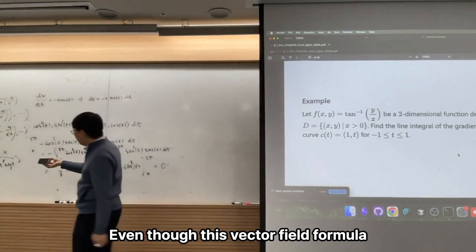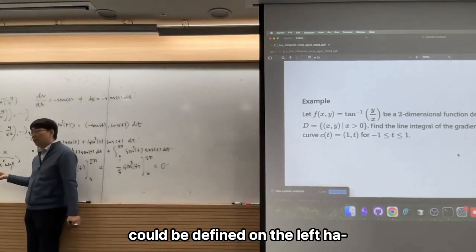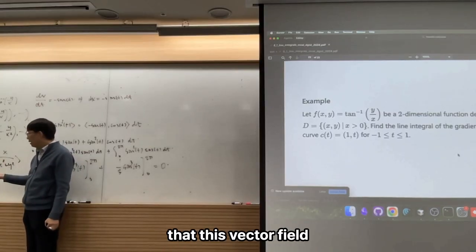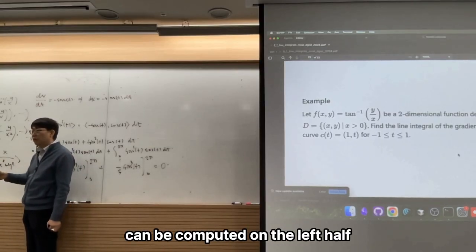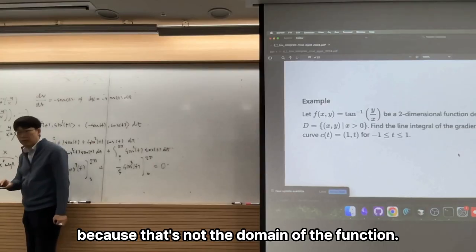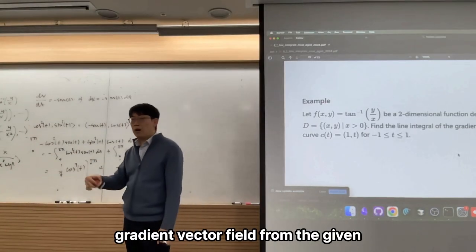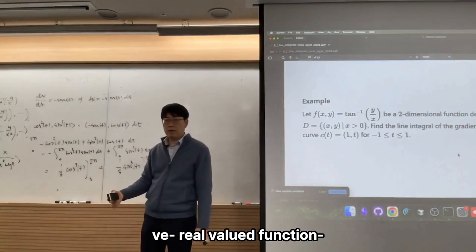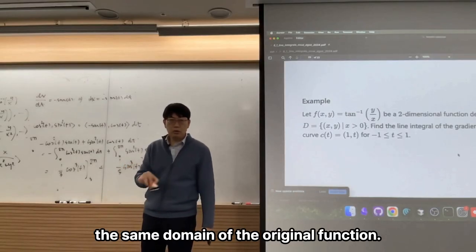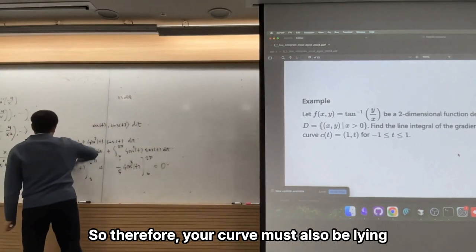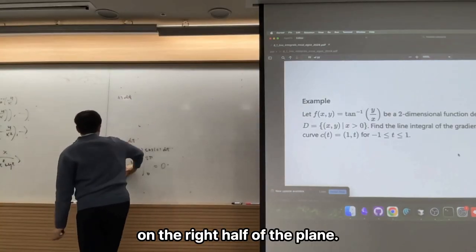Even though this vector field formula could be defined on the left half of the plane, we're not saying that this vector field can be computed on the left half, because that's not the domain of the function. So whenever you get the gradient vector field from a given real valued function, you have to preserve the same domain of the original function. Therefore, the curve must also be lying on the right half of the plane.